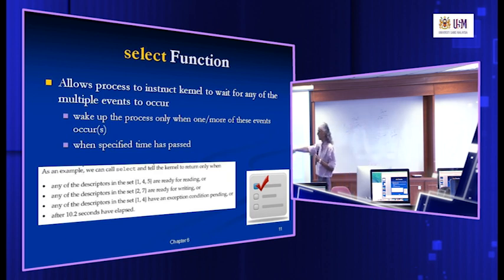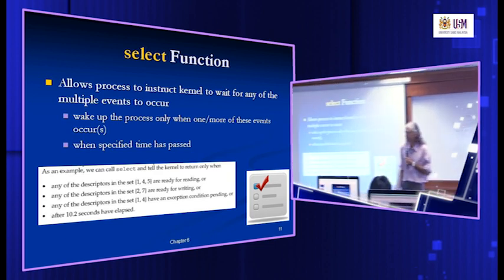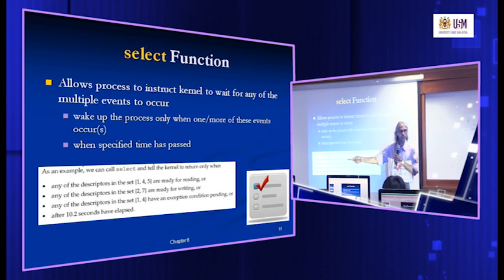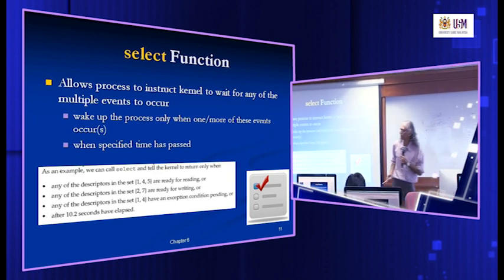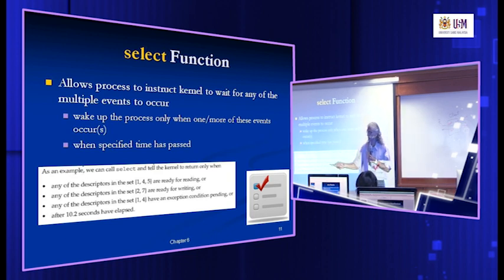So how are we going to call this? We say select, and tell the kernel to return only when any of the descriptors 1, 4, 5 are ready for reading. That means socket number 1, socket number 4, and socket number 5: if there's data coming in, in any one or more of them, please let me know. Or I can say, for sockets 2 and 7, if they're ready to output data, let me know. Or for sockets 1 and 4, if any errors happen in the socket, let me know. This is how we're going to do it.